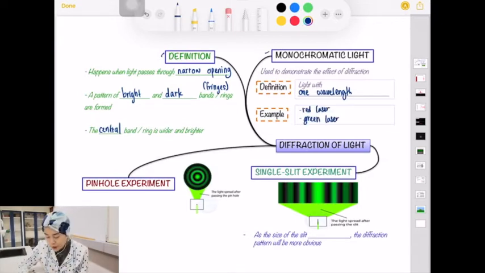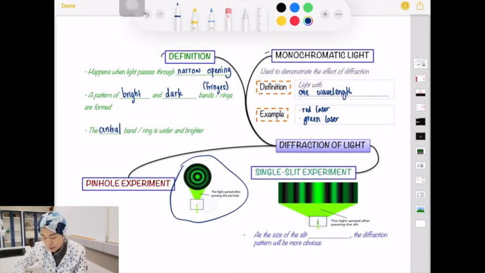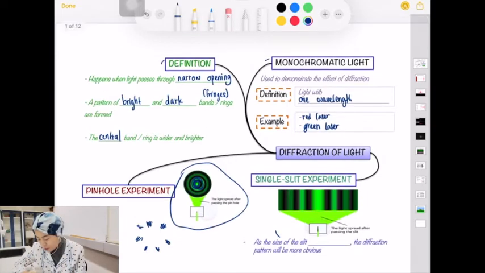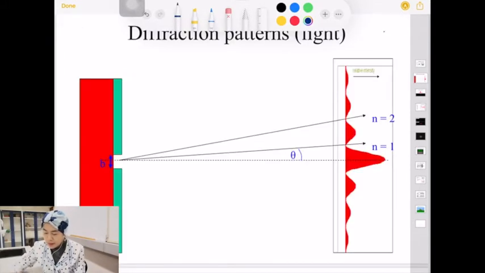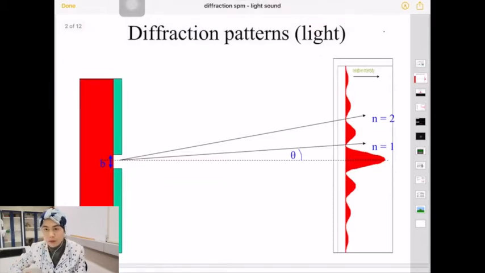Okay, so this picture here is how the bands look for a pinhole experiment. Sometimes it might not be this circular. Sometimes it may look a little bit like a flower, so it will be like that on the side too. And this here is the central maxima, so it's the brightest. For the single slit, this part here is the central maxima, so it's the brightest. Okay, so this is how the experiment is for the diffraction of light.